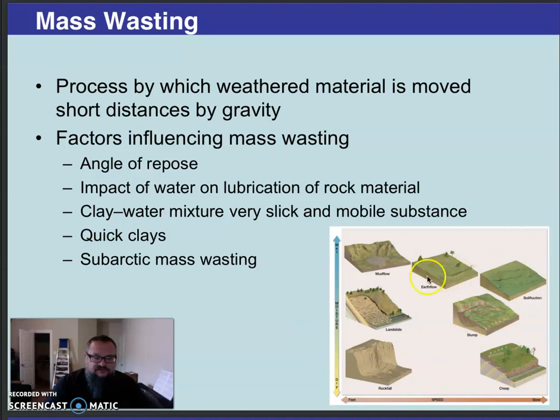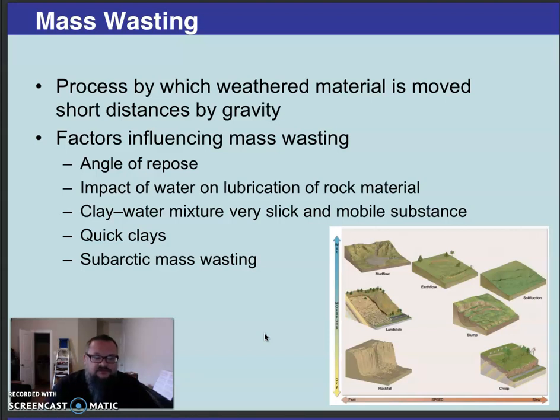And as we're going to see, there's several different kinds of mass wasting we want to talk about. Mass wasting is caused by gravity, and that's probably getting to be a broken record at this point. Gravity is really, really important in this. So what are the things that are going to impact mass wasting as we go through these? One is called the angle of repose, and the angle of repose is an important concept.